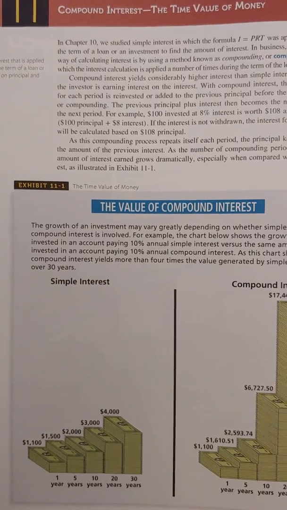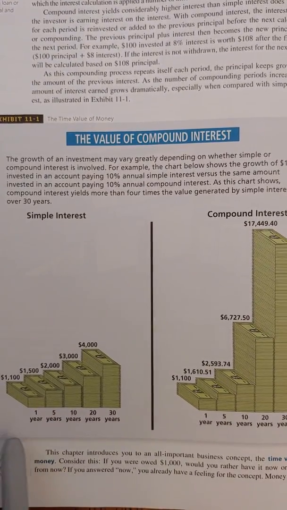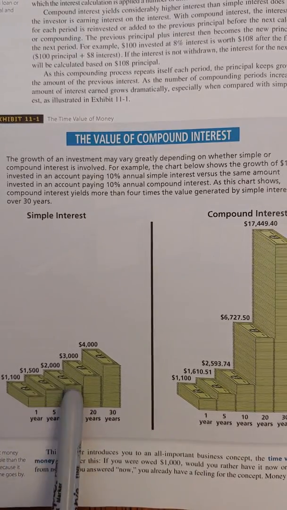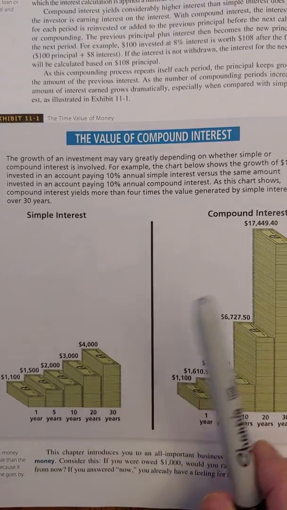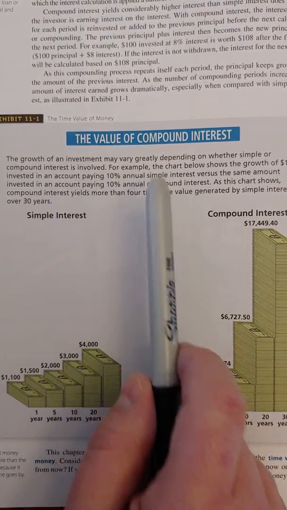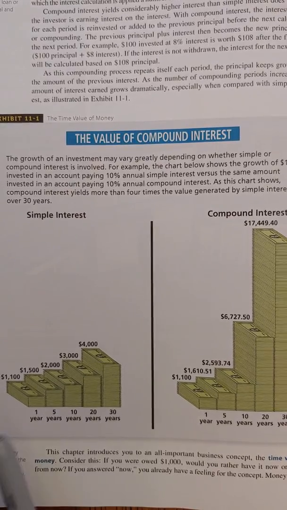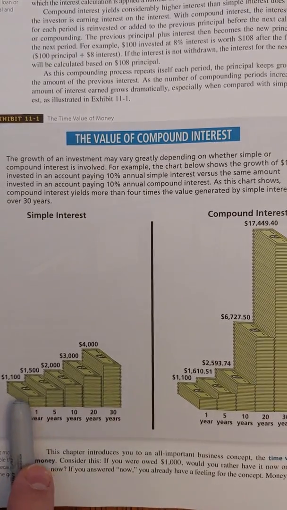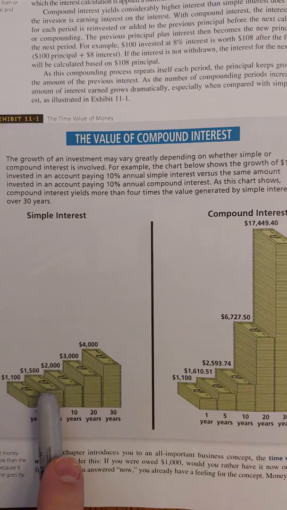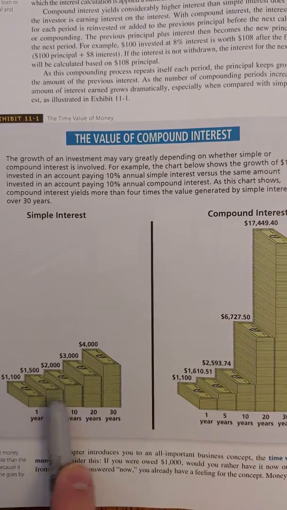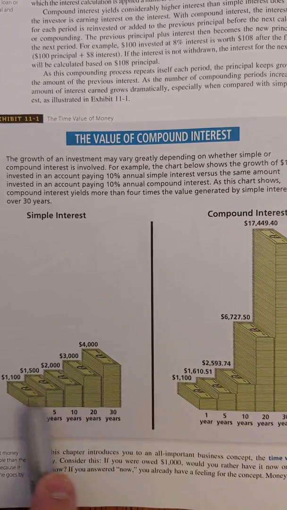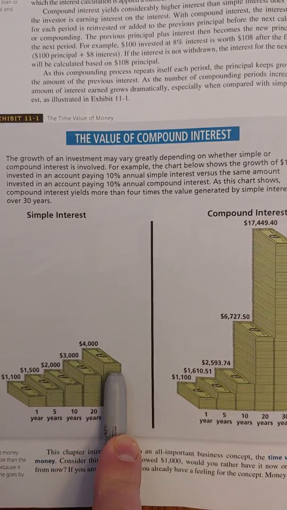So you can see through the chart here, they give you a picture that in simple interest, if the principal does not change, you're going to earn the same amount of interest each year. For example, the chart below shows the growth of $1,000 invested in an account paying 10% annual simple interest. So if you have $1,000, 10% would be $100. After 5 years, you would just earn $500 because you would earn $100 per year times 5. After 10 years, times 100 would be 1,000, so you would double. So you're only ever earning interest on the principal.